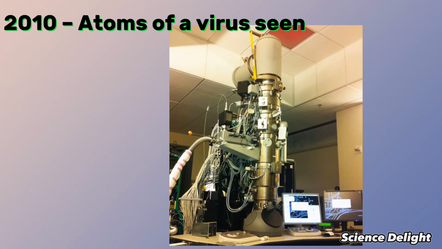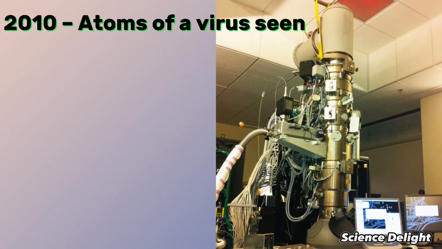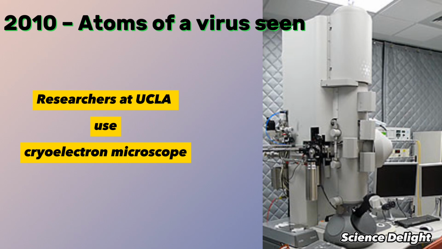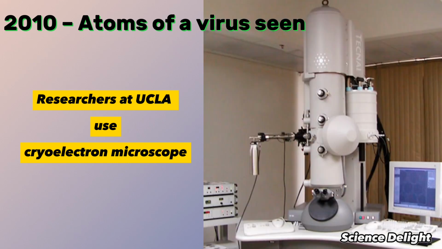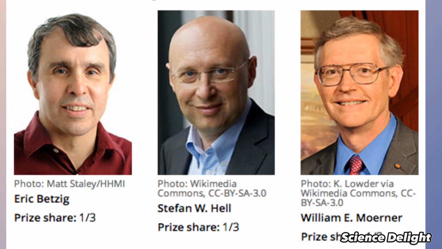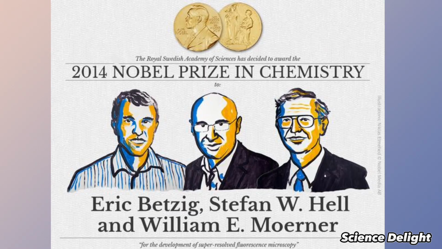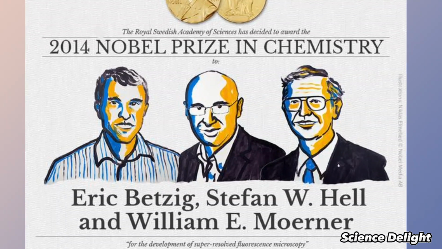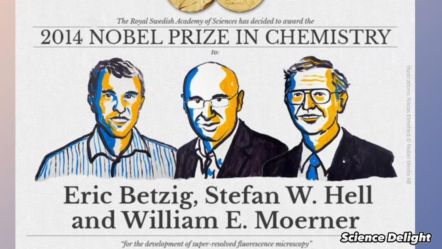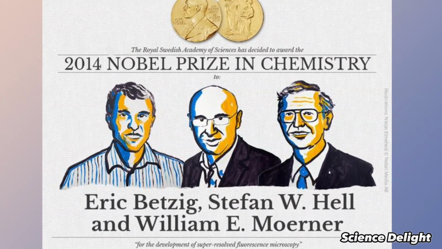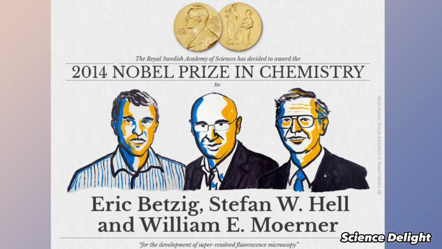2010, atoms of a virus seen. Researchers at UCLA use an electron microscope to see the atoms of a virus. 2014, Chemistry Nobel Prize for super microscopes. This is awarded to Eric Betzig, Stefan Hell and William Moerner for development of super-resolved fluorescence microscopy.